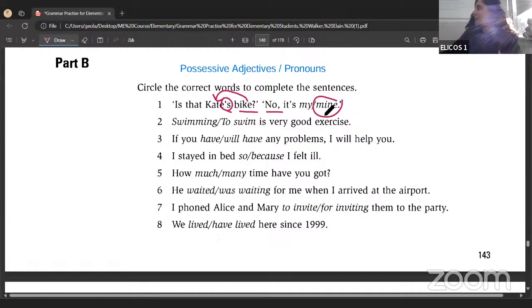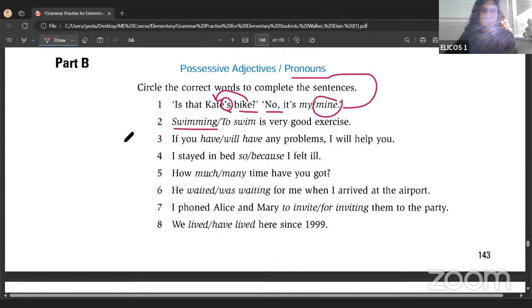Because I'm not starting the sentence with, you know, I enjoy swimming. I'm not using the subject to begin my sentence. I'm responding and I need to respond with a pronoun. So mine. So swimming or to swim is very good exercise. Swimming. Yeah, swimming. The gerund, swimming, is very good exercise.